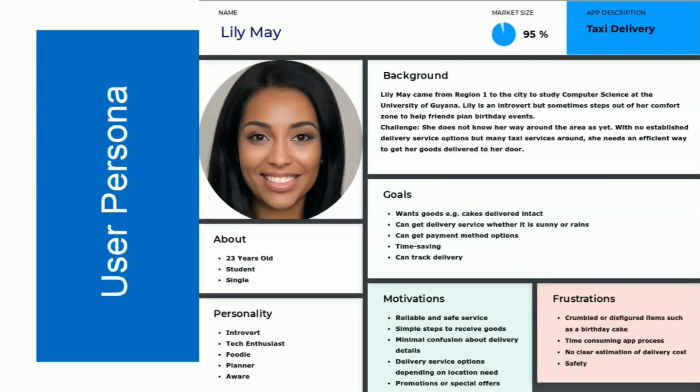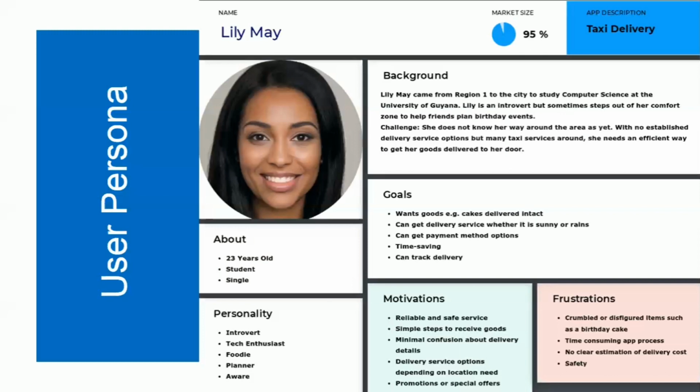Let's look at our user persona. Her name is Lily May. She came from Region 1 to the city to study computer science at the University of Guyana. Lily is an introvert, but sometimes steps out of her comfort zone to help friends plan birthday events. Now Lily has a problem. She does not know her way around the city as yet. With no established delivery service options but many taxi services around, she needs an efficient way to get her goods delivered to her door.